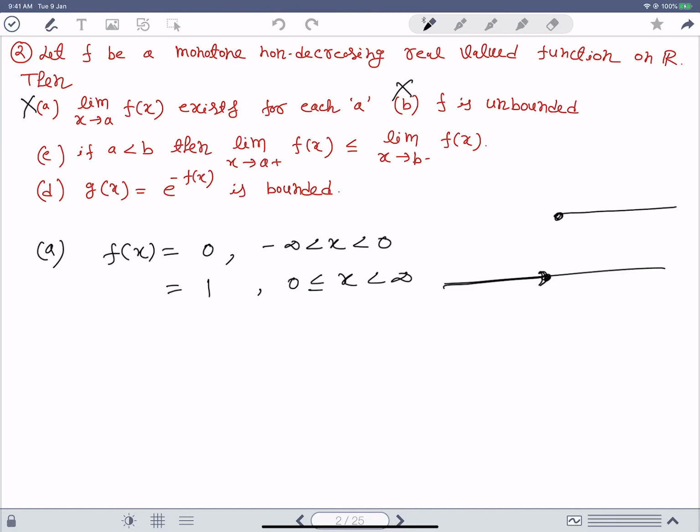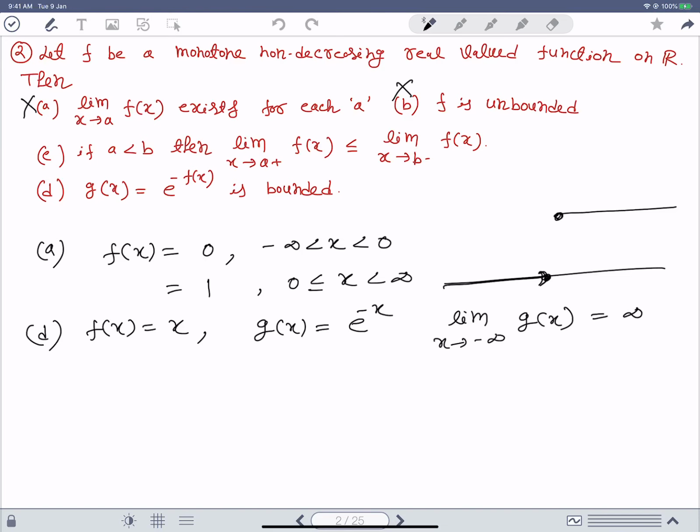Now, first rule out the d. So g(x) equal to e to the power minus f(x), is it bounded or not? Again, if we take f(x) equal to just x, then my g(x) will be e to the power minus x, but it is unbounded in R, right, because limit x tends to minus infinity of g(x) is infinity. So again, this is also ruled out.